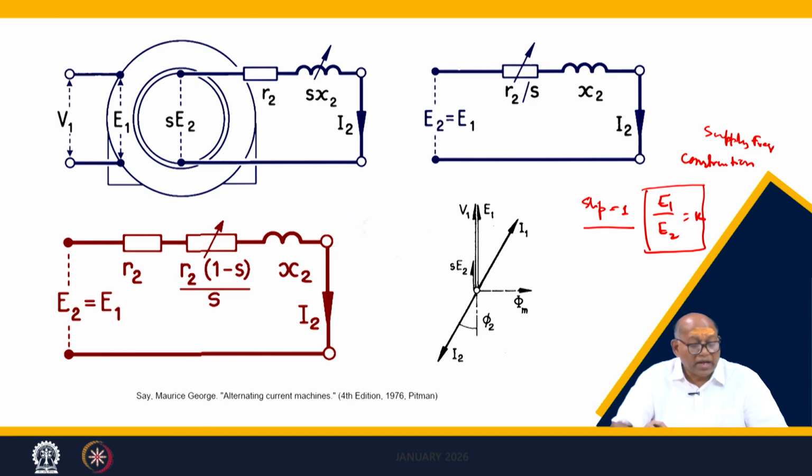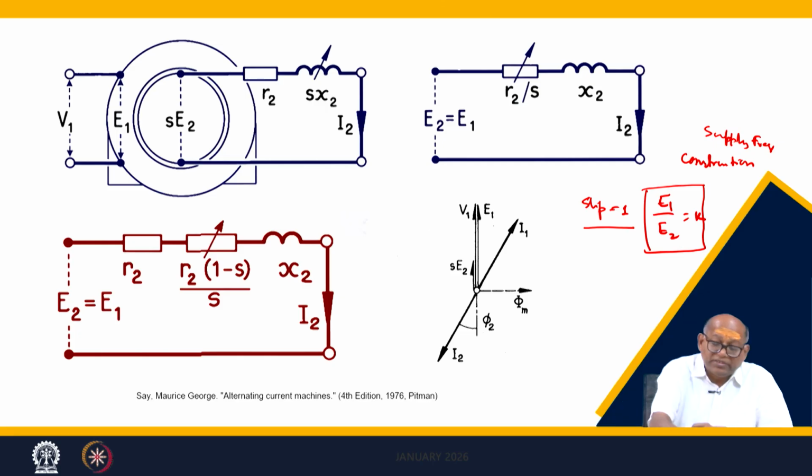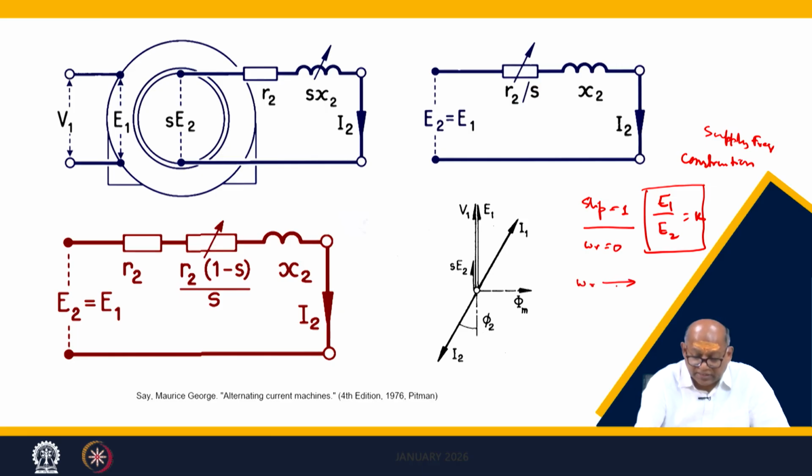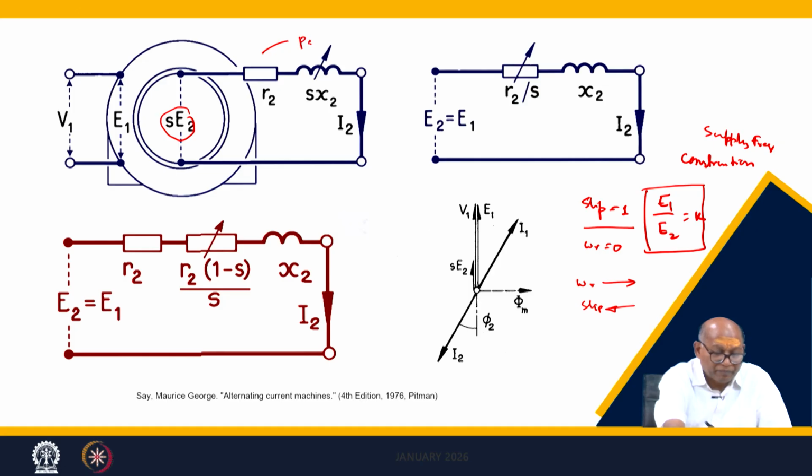You can say that when omega r is equal to 0 and then omega r increases, as you have seen, slip reduces. Slip will become less and less. So when slip is reducing, this voltage will reduce. So the rotor has a circuit per phase. This is all per phase, per single phase, because everything is balanced. Because of balance, we can do per phase.